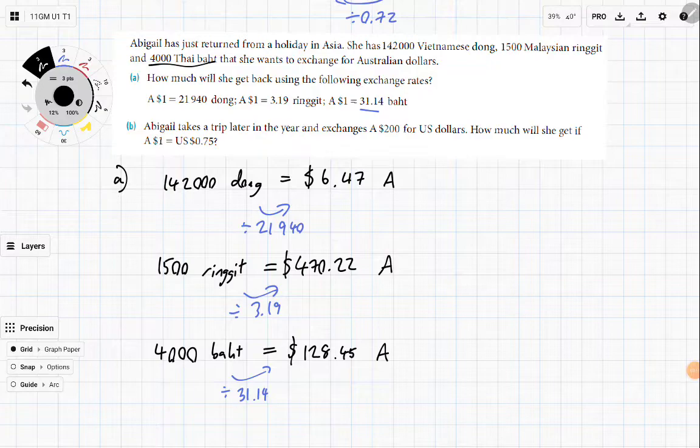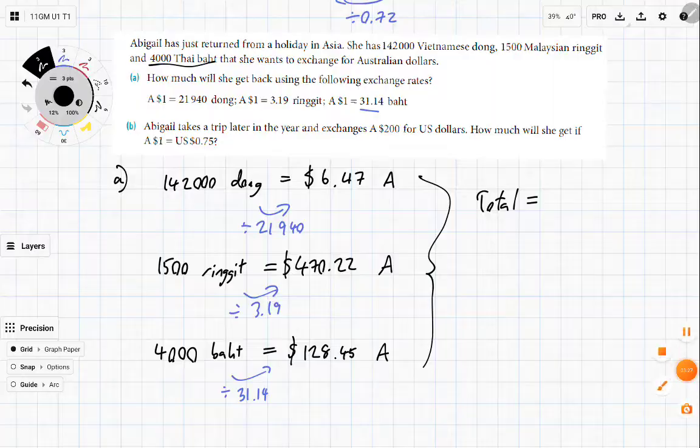In total, we can add up all of these together, which will be $605.14. However, in reality, you're probably going to get less. The main reason for this is that it usually costs you some amount of money to actually convert currency. So you're probably not going to get all of this money back. You're probably only going to get a small part of it. But let's look at B.